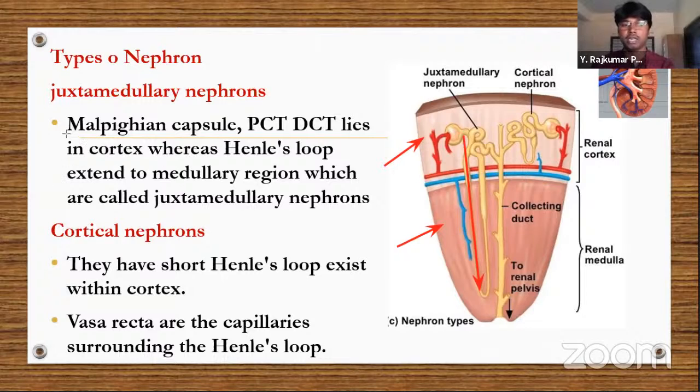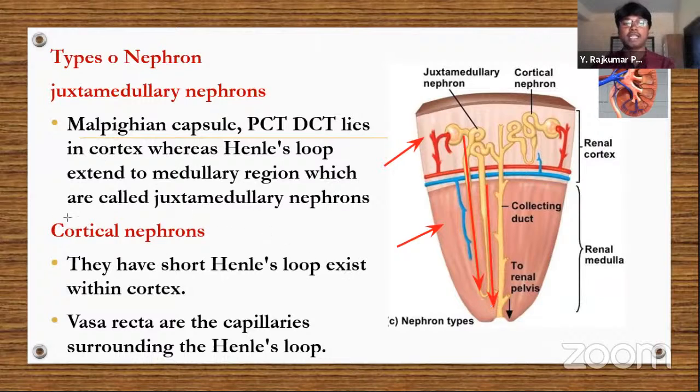Here I have shown you that the Malpighian capsule, PCT and DCT lie in the cortex, whereas Henle's loop extends to the medullary region, which is called a juxtamedullary nephron. Here you can see this is the Henle's loop extending from cortex to the medulla.